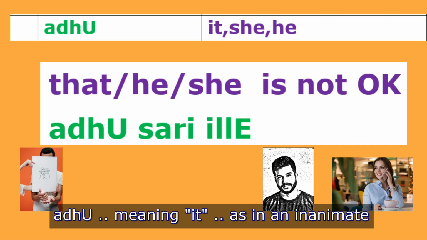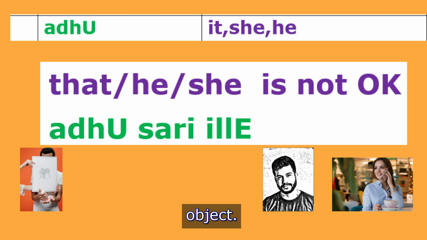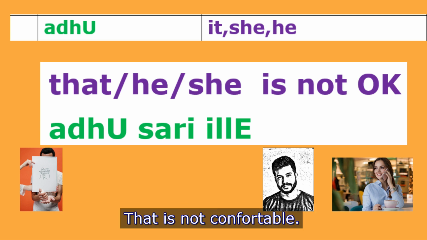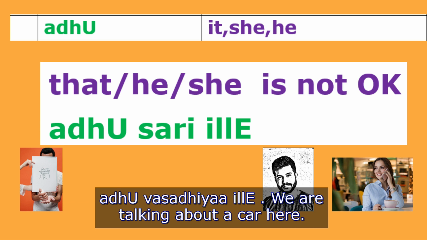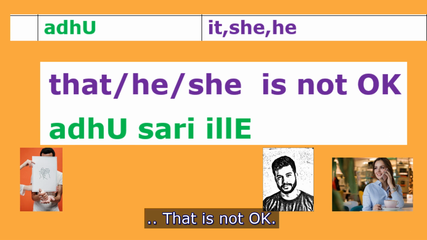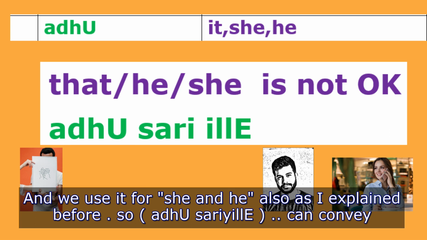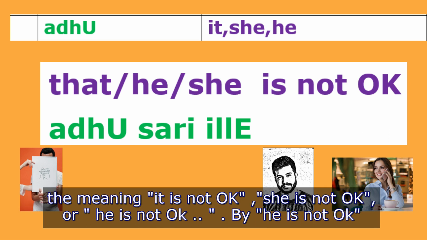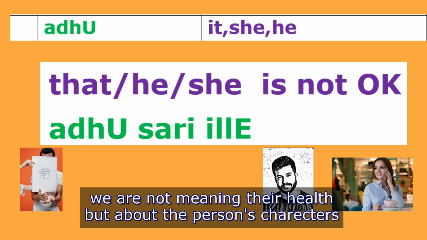Adu meaning it, as in an inanimate object. That is not comfortable. Adu vasadiya illa. We are talking about a car here. We use it also for a situation or a plan or an idea. That is not okay. And we use it for she and he also, as I explained before. So, adu sari illa can convey the meaning it is not okay, she is not okay, or he is not okay. But when we say he is not okay, we are not meaning their health, but the person's characteristics.